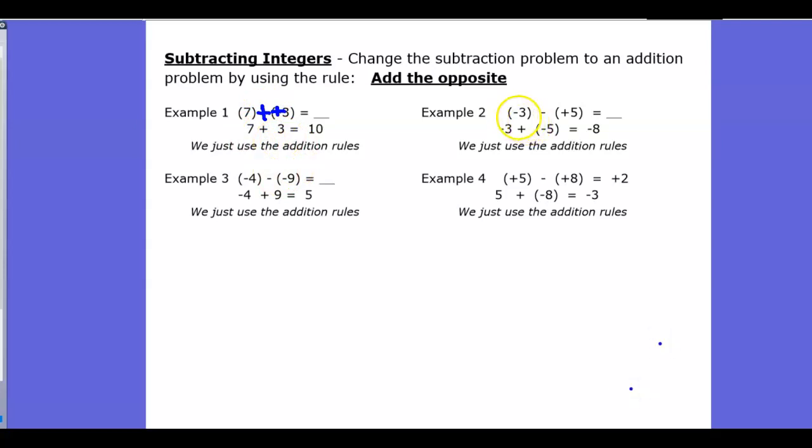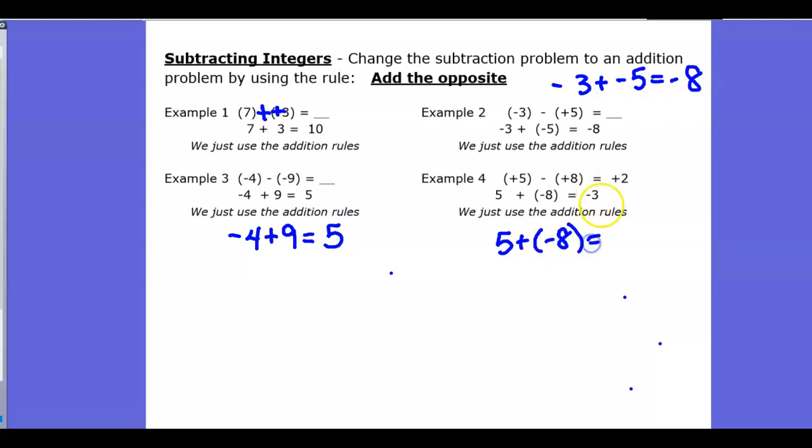Okay, so this would be the same as negative 3 plus, now the opposite of positive 5 would be a negative 5. We use our rule for adding, and we get negative 8. Okay, negative 4 minus a negative 9, we change it to the opposite. So negative 4, we add a positive 9, and our rule for addition, the largest absolute value would be 9, so this would be positive. Okay, and then 5, we would change this to be a positive, so this would become 5 plus a negative 8, and that's how we get that negative 3. Okay, so that's just a quick review on adding and subtracting.